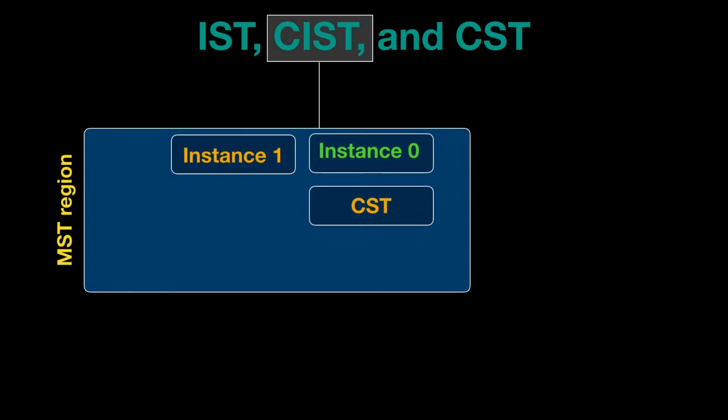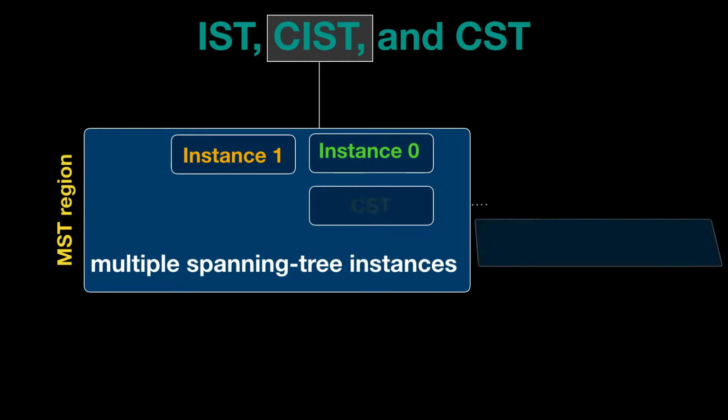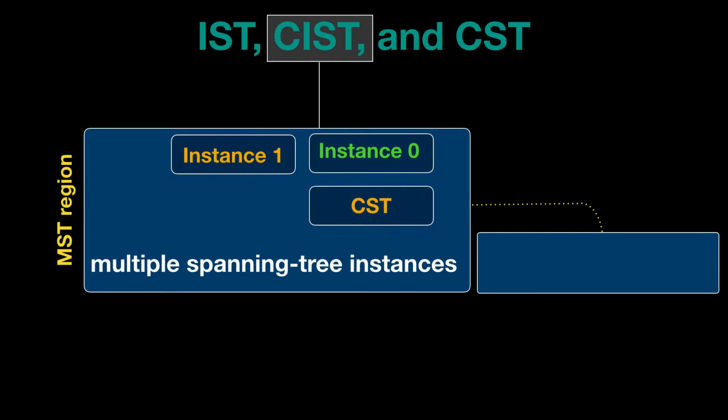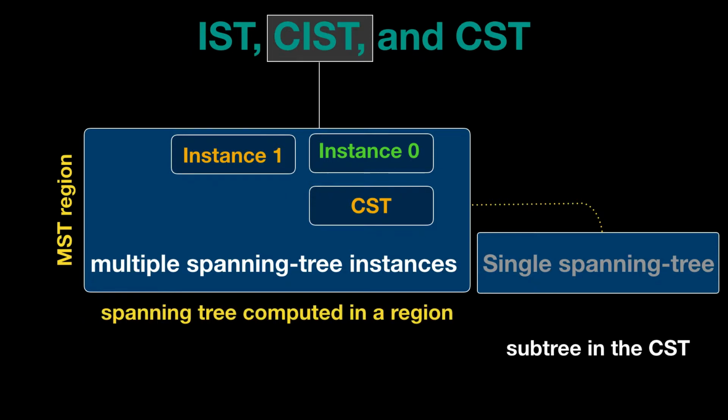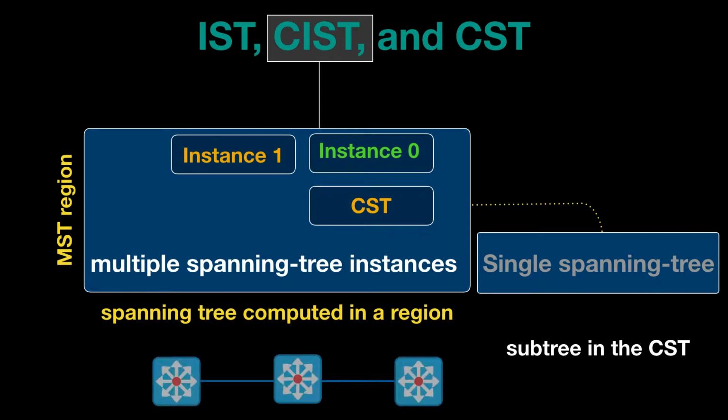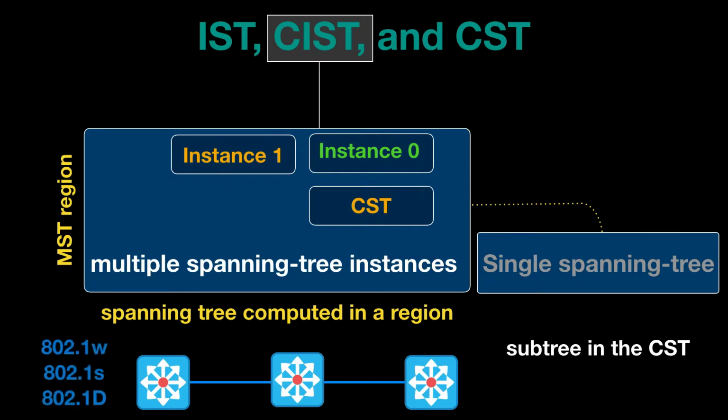A common and internal spanning tree, CIST, which is a collection of the ISTs in each MST region, and the common spanning tree, CST, that interconnects the MST regions and single spanning trees. The spanning tree computed in a region appears as a subtree in the CST that encompasses the entire switch domain. The CIST is formed by the spanning tree algorithm running among switches that support the 802.1w, 802.1s, and 802.1D standards. The CIST inside an MST region is the same as the CST outside a region.